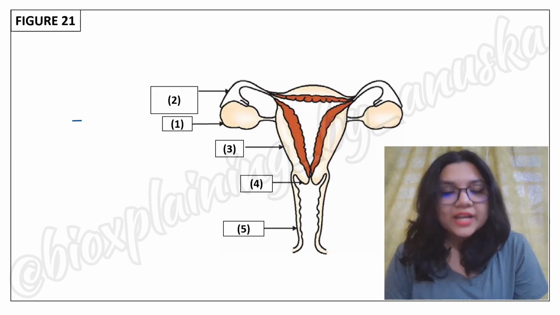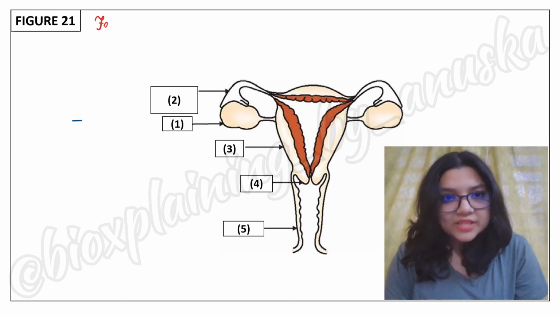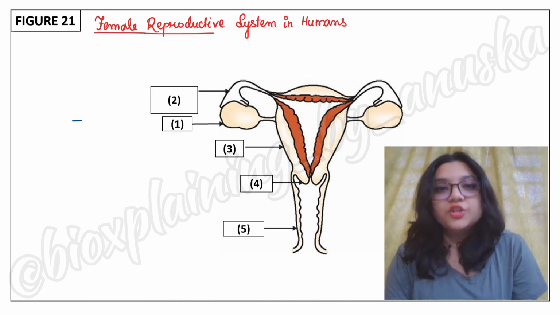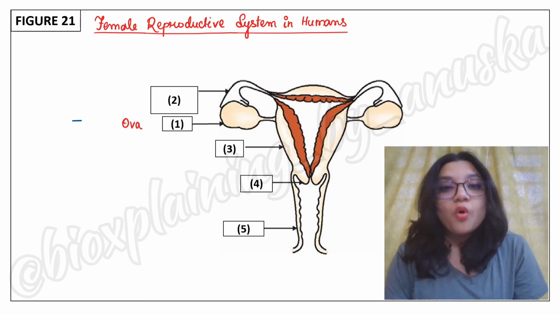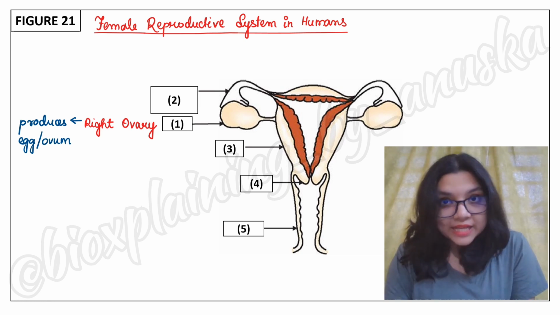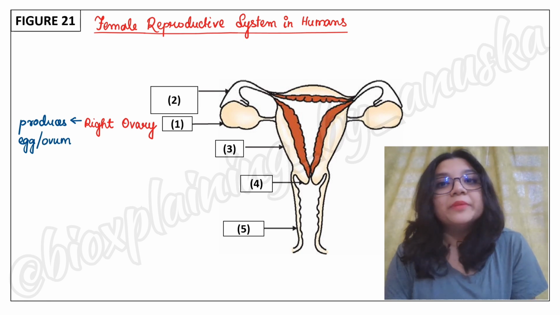Okay, let's check. So what does this diagram show us? This is the female reproductive system in humans. Let's see what is part number 1. This is the ovary, and yes, the right ovary. So what is its job? It is to produce eggs or ovum, that is the female gametes.